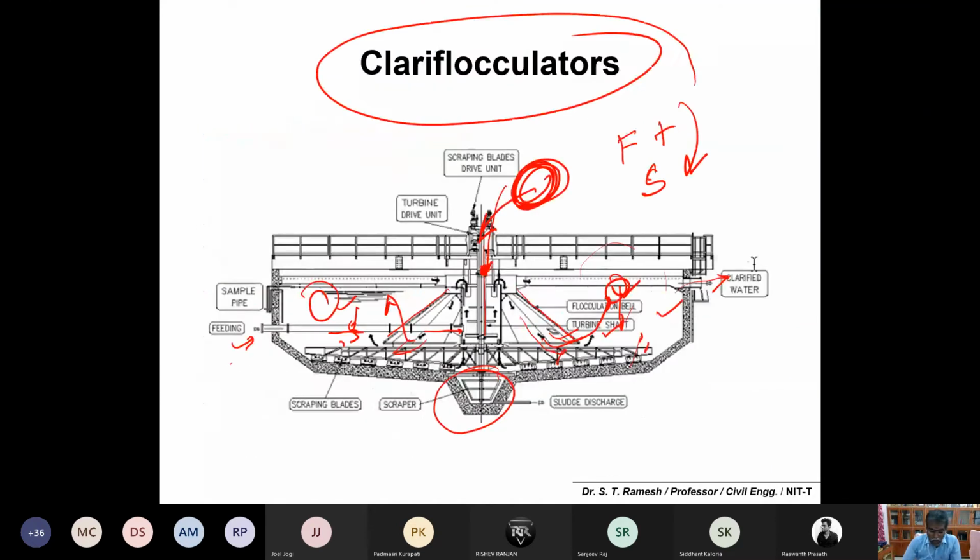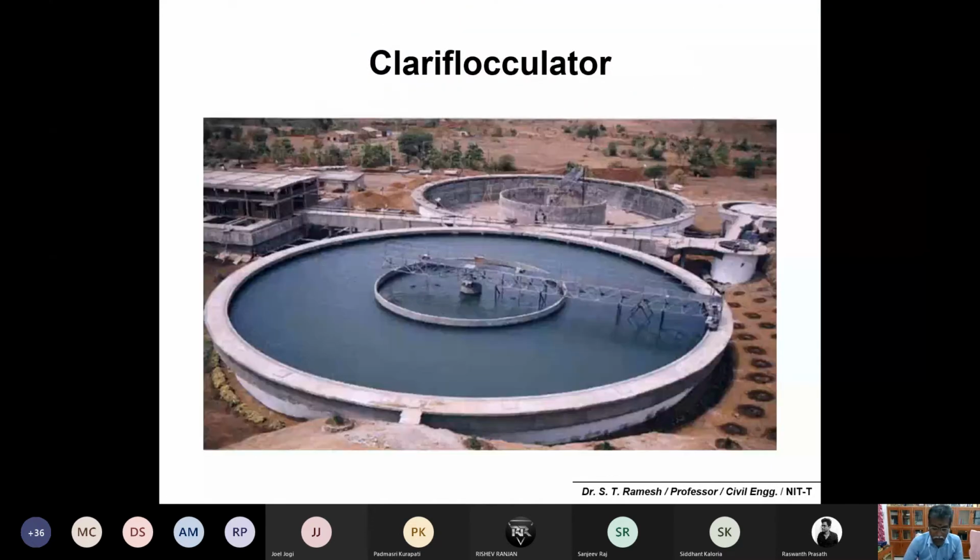This is the actual clariflocculator in a particular treatment plant. A clariflocculator will look like this. Are you able to see here now? This is your flocculation chamber, and this is your sedimentation chamber. Is it okay? Yes, sir. So this arrangement should have some paddle arrangements also, or mixing devices, and the water leaves the flocculation chamber to the clarification zone through the bottom. Is it okay?